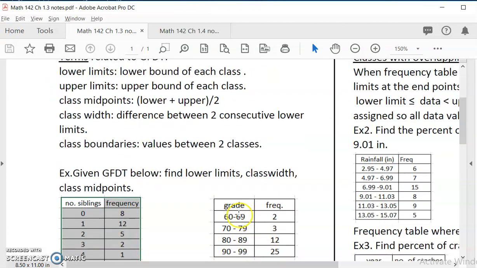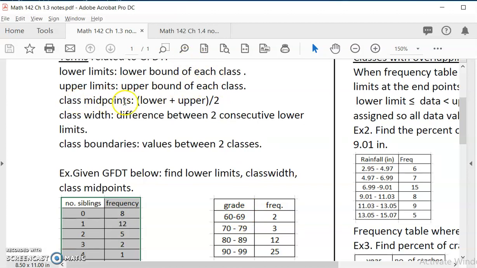It's the lower bound of each class. If the class has one number, we don't have lower and upper limits, it's just one number. But if a class consists of a range, the lower limit is the lowest bound of the class, and the upper limit is the upper bound of the class. So lower limits for this table would be 60, 70, 80, 90. Upper limits would be 69, 79, 89, 99. So if the value is 69, then it will be in this class, the highest number in the class.